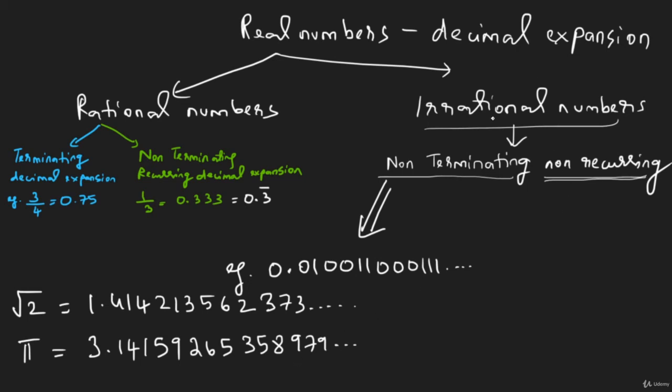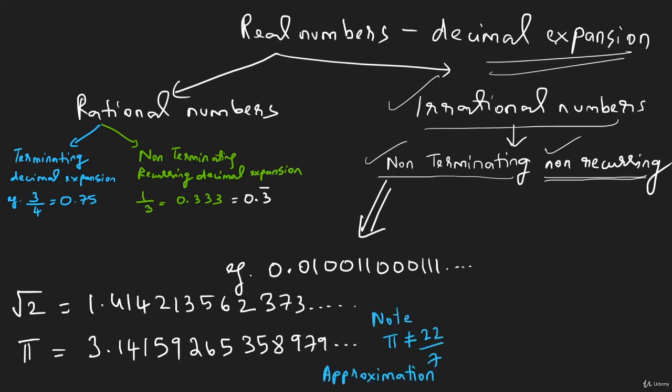So you can see that for an irrational number, the decimal expansion will be non-terminating and non-recurring. There's an interesting side note over here. In many geometry problems, we approximate pi to 22 by 7, but pi is not 22 by 7 because it's an irrational number. It cannot be expressed in the form p by q, but taking pi as 22 by 7 is only an approximation. Now, let's quickly revise what we have learned.